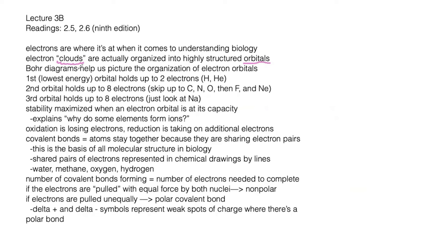Okay, and so where are we in my outline? We talked briefly about electrons being where it's at. We talked about these structured orbitals, not really clouds. Bohr diagrams are the things that we use to help us picture the way the electrons are sitting around atoms and in molecules in which we have got electron sharing. We've got small elements like hydrogen and helium that only have 1 or 2 electrons, and they can just deal with that first electron orbital.